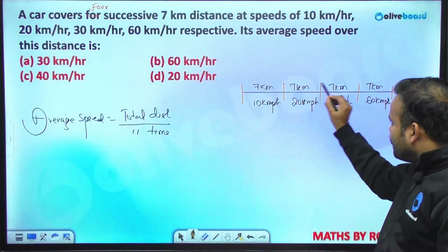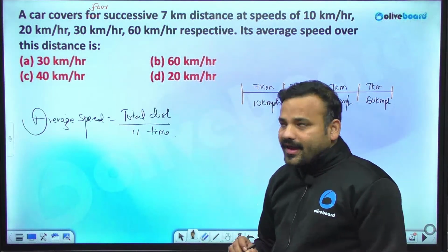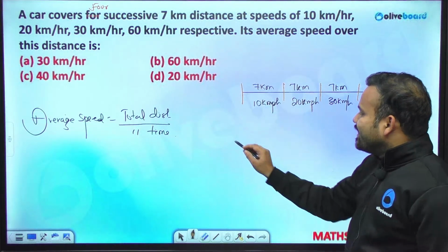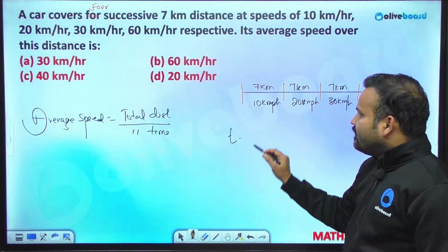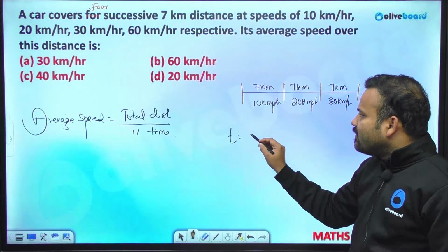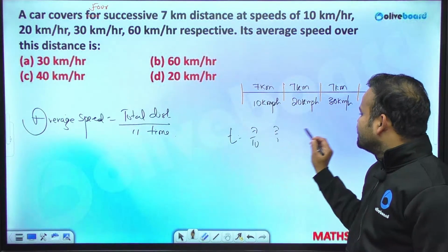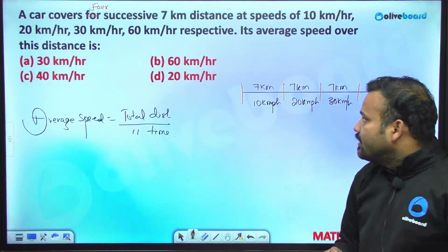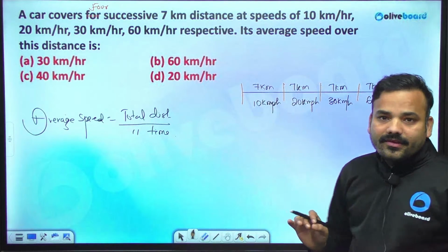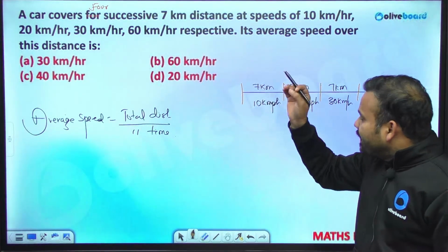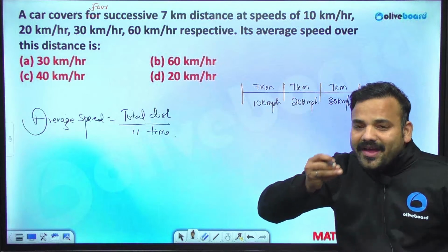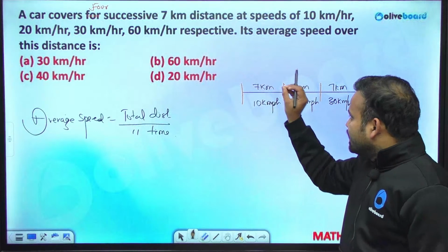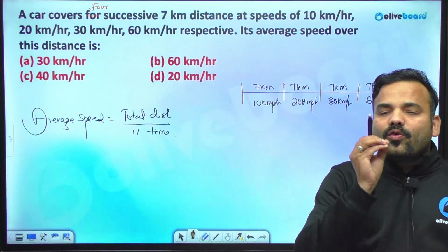The entire length of the journey is 28 kilometers, and distance upon time you will be getting the average. But over here, while calculating time, it will be in fractions only. The calculation part is involved. 7 by 10, 7 by 20, 7 by 30, and 7 by 60. That 7 will come common and it will be eliminated. That means whenever the distances are the same, the question does not depend upon a particular distance. You can assume any distance of your own. Only in what case? Whenever the distance is the same, you can consider your own distance.